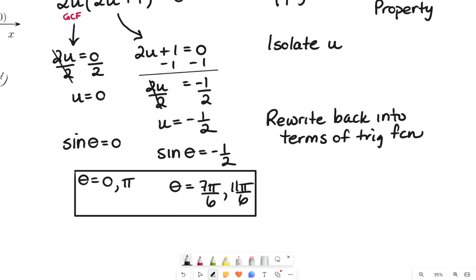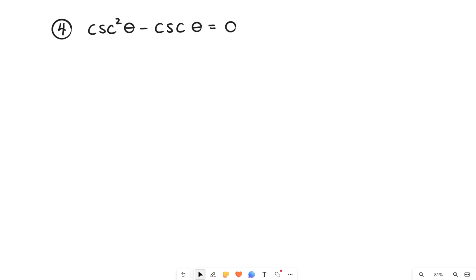So going back to question number 3, here are 4 answer choices. Let's tackle number 4. Number 4 is cosecant squared theta minus cosecant theta equals 0. Here's another example where we have more than one trig function. So that means we are going to resort to using u substitution.